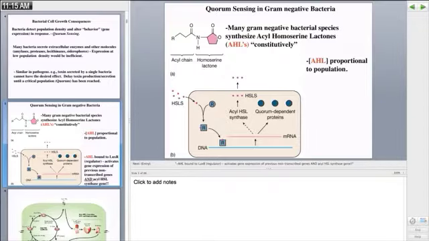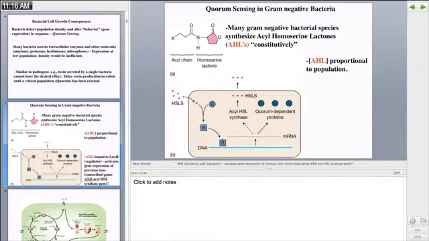They tend to be species specific, which is really cool because one gram-negative bacterium can produce a homoserine lactone that has specific substituents on it that make it fit lock and key with only members of that species. So it has the ability to talk just to other members of that particular species, but other species ignore it or are blind to it.